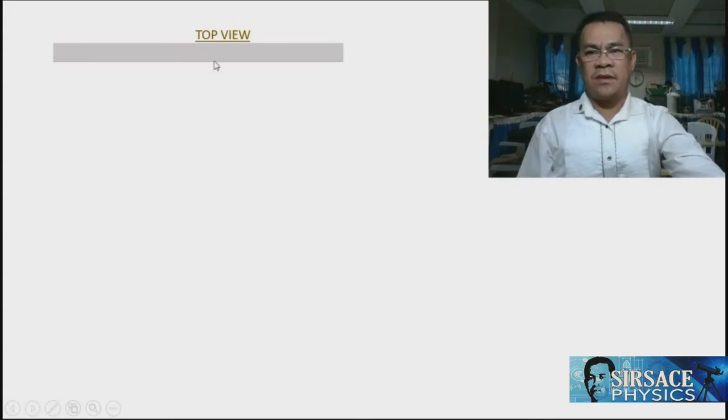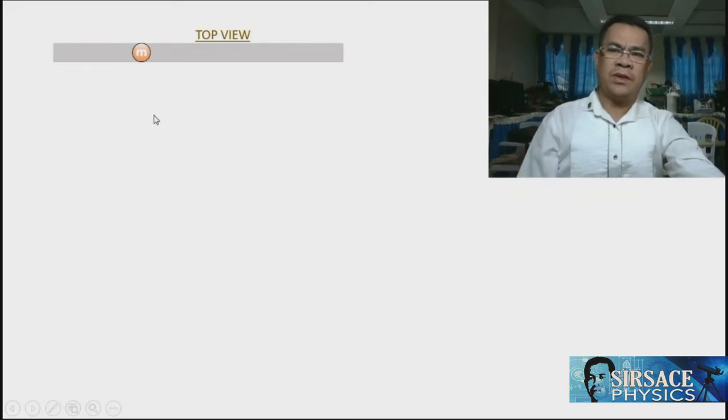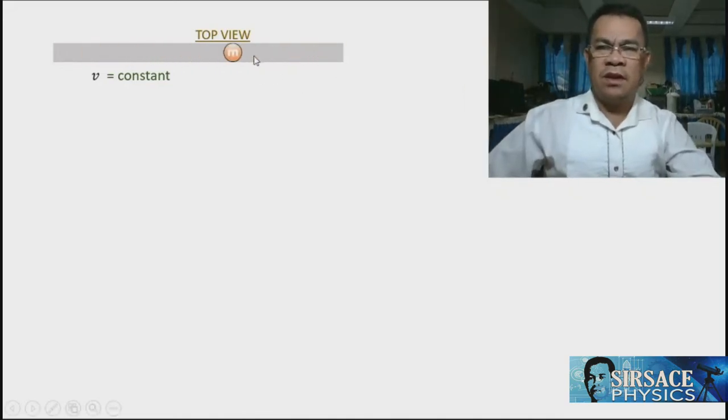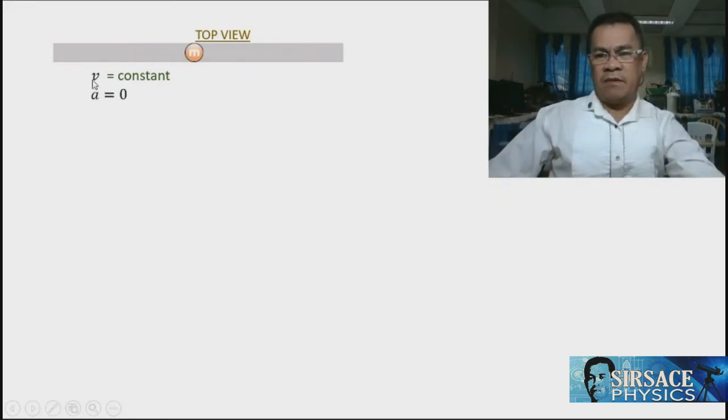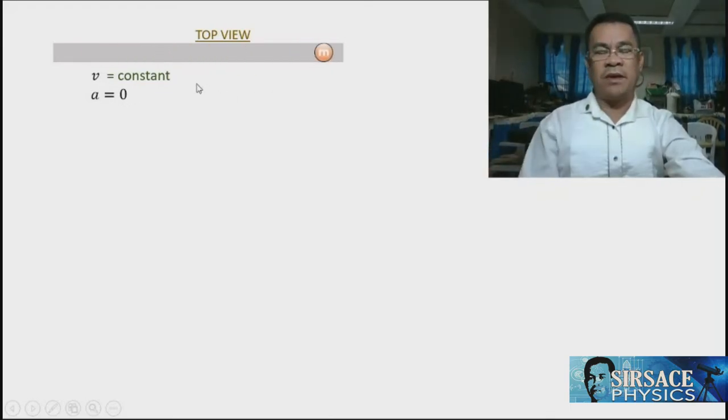Okay, consider a road. This is a road, and this is a top view, or this is an aerial view. Suppose I have an object whose mass is m, and this object moves in this road direction. Suppose the object moves at a constant speed. When we say constant speed, it means that the initial speed is equal to the final speed in magnitude. So in kinematics, if the object moves at a constant speed, then acceleration is zero. Vice versa, if the acceleration is zero, the object moves at a constant speed.